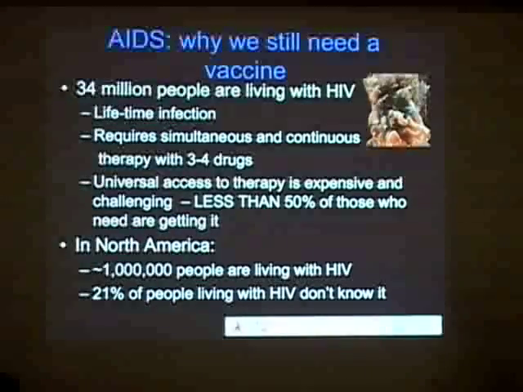Universal access to therapy, this is expensive therapy, is really challenging. So currently, less than 50% of those who need it are getting it, but it's getting better every year. We're getting more and more. Part of the problem is that this disease is most devastating in some of the poorest countries, and these are very expensive drugs. But in our country, we still have 1 million people living with HIV, and a lot of people living with HIV don't even realize they've got it because it's a chronic infection. It takes a while to kill you. So you might be positive, infecting other people, and not even know you have it.